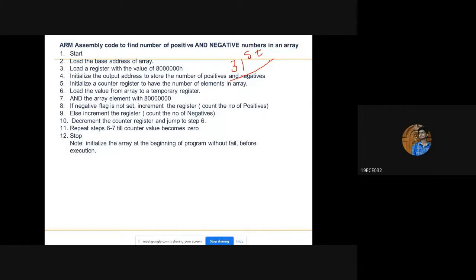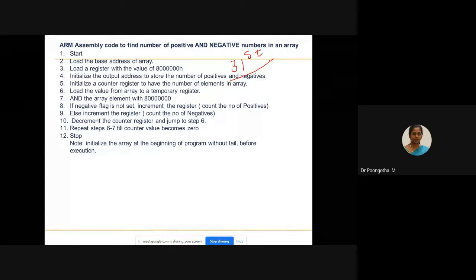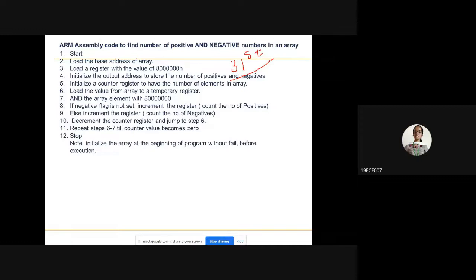We have to monitor the 31st bit. When the 31st bit is 1, that number is negative, otherwise positive. How would you test whether the 31st bit is 1 or 0? How would you monitor that? Reverse subtraction and then MI. Reverse subtraction. See, one second.